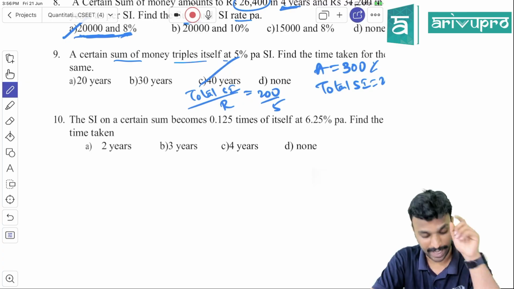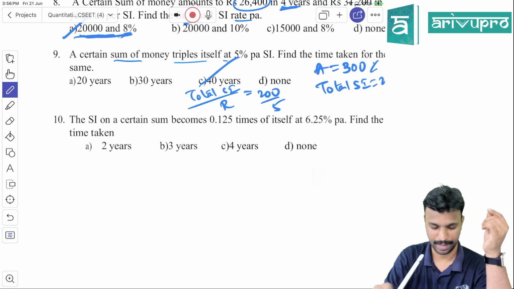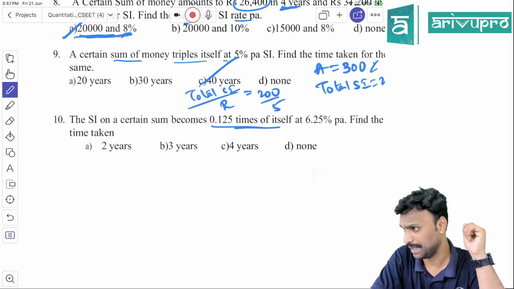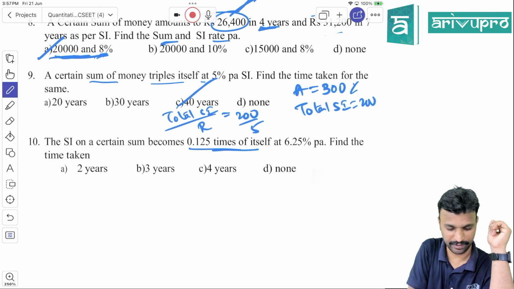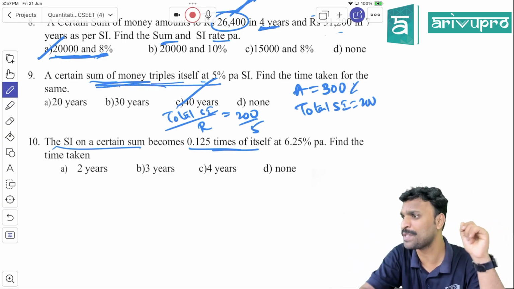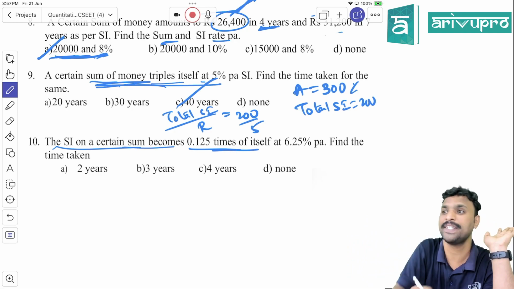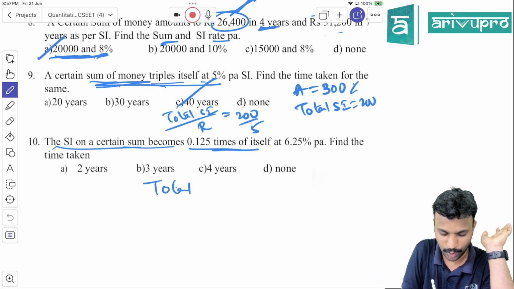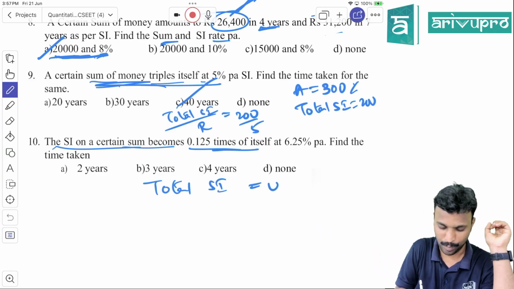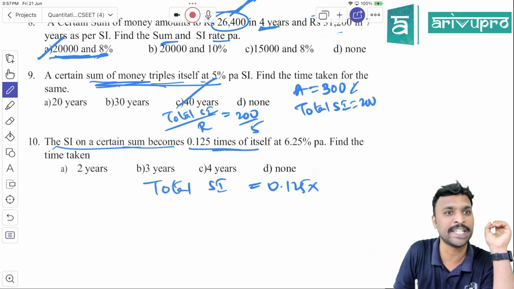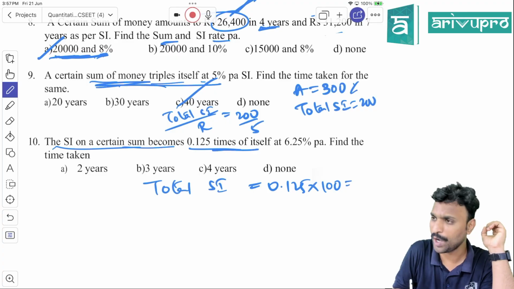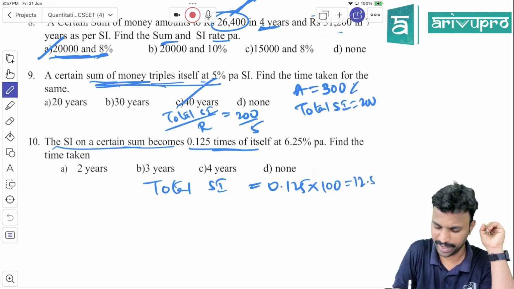Next one. The SI on a certain sum becomes 0.125 times of itself. Have they given the amount or the SI straight away? Look at the difference between this question and the previous question. Here amount is given. Certain sum of money doubles or triples means amount. SI on a certain sum means what they have given is total SI straight away. 0.125 times of itself. Itself means principal. Principal is taken as 100. So 0.125 into 100 is 12.5%. Clear?